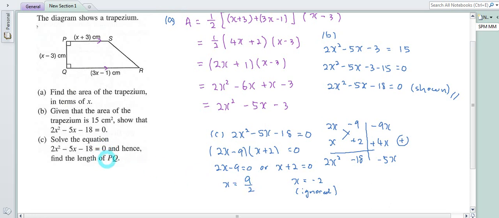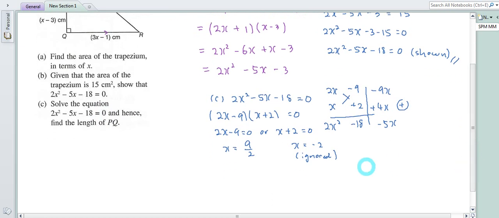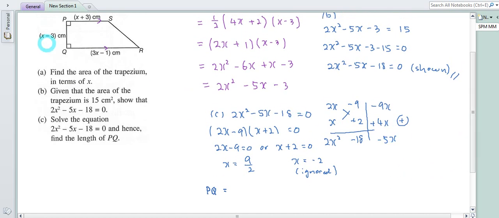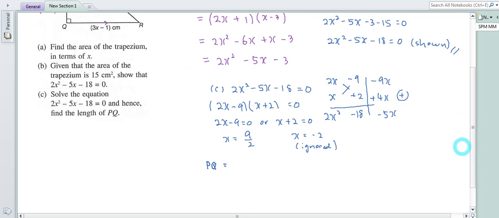So now we need to find the length of PQ. PQ is equal to, where's PQ? x minus 3. Now we know that x is actually 9 over 2. 9 over 2 minus 3. Okay, this is actually 4.5 minus 3, you get 1.5 centimeter. Okay, so this is the length of PQ.